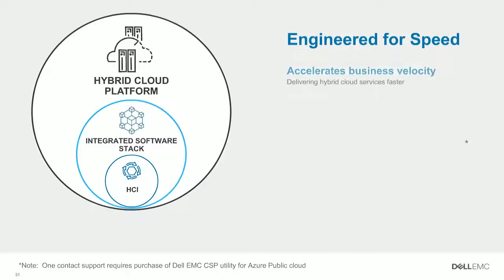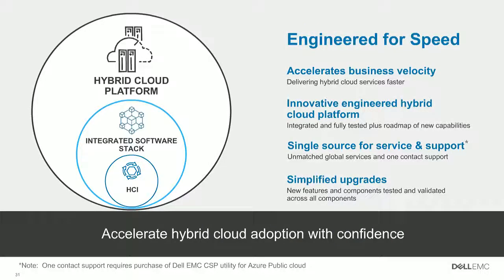So bottom line, our approach delivers better results for IT and digital transformation. We make the complex simple with the fully engineered, trusted hybrid cloud platform for Microsoft Azure Stack that is pre-validated, pre-tested, that you can basically buy and hit the ground running with. You can accelerate your business velocity and deliver hybrid cloud services faster with this solution. This lets your team focus on adding value to the business for delivering better products and services to your customer.